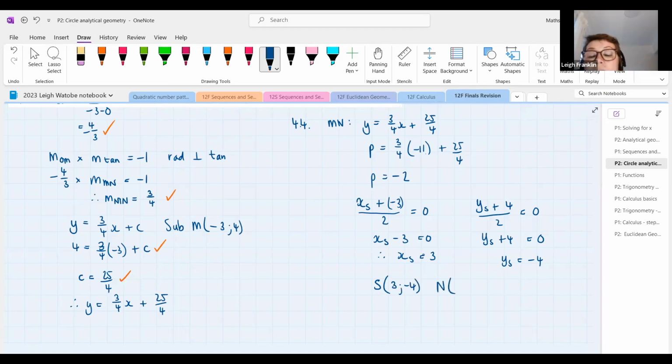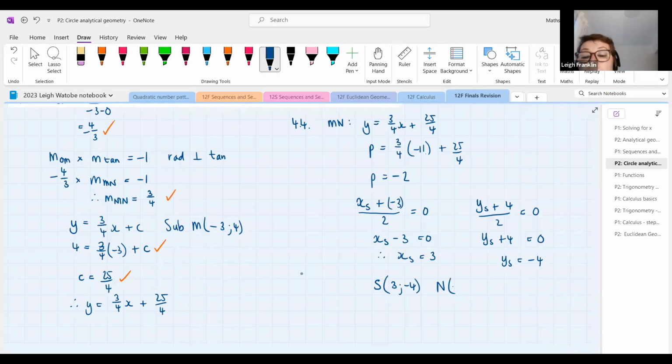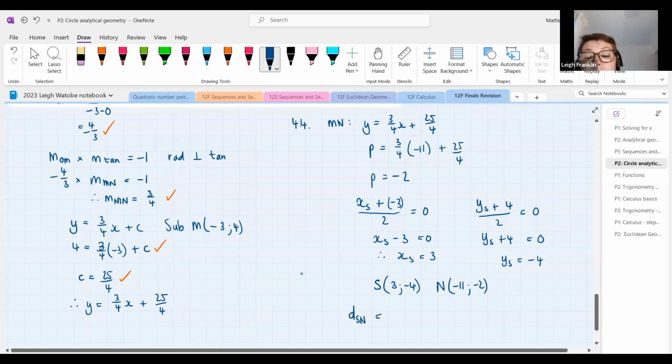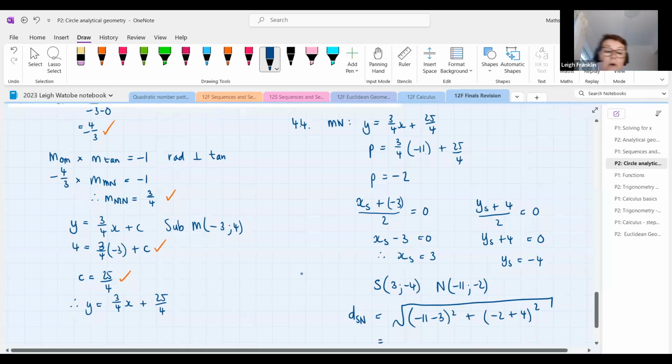We know that the coordinates at N are going to be -11 and -2. And now we can calculate the distance of SN. We didn't even have to use the theorem of Pythagoras, although I suppose we could have if we wanted to. But this, I think, would have been a little bit quicker. So here we would end up with -11 minus 3 squared plus -2 plus 4 squared. Okay, and then I think that should give us the same answer that you sent through, Nhlanhla.